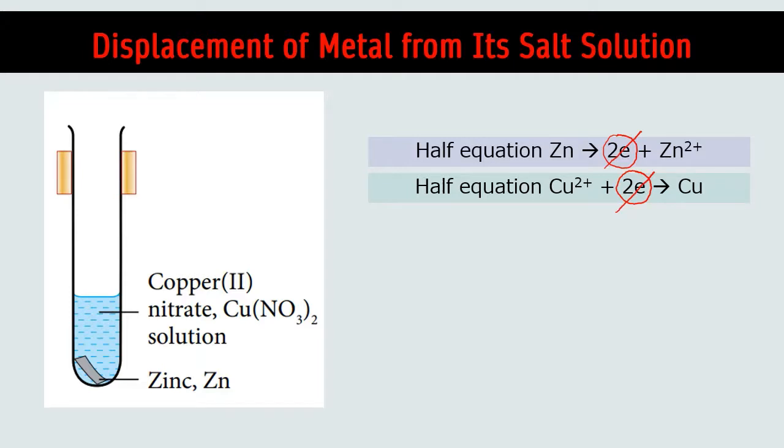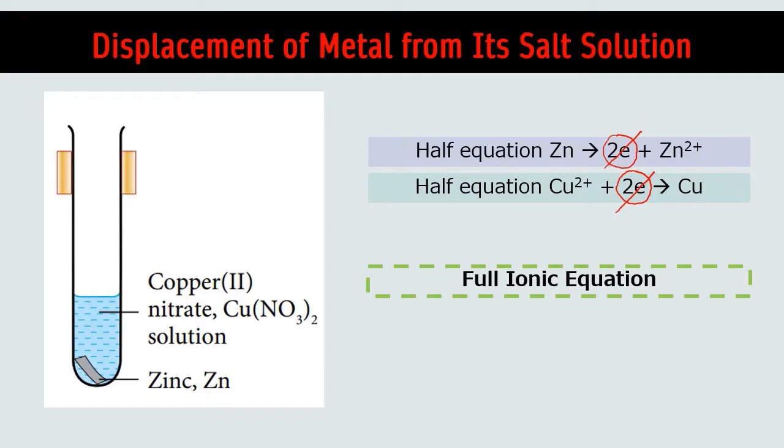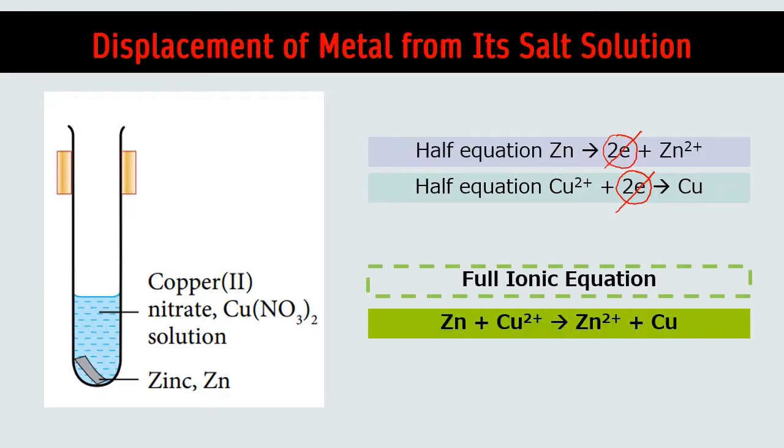After that, we have to combine both equations in order to form the full ionic equation. In this ionic equation, we can clearly see that zinc atom reacts with copper ions to form zinc ions and copper atom.